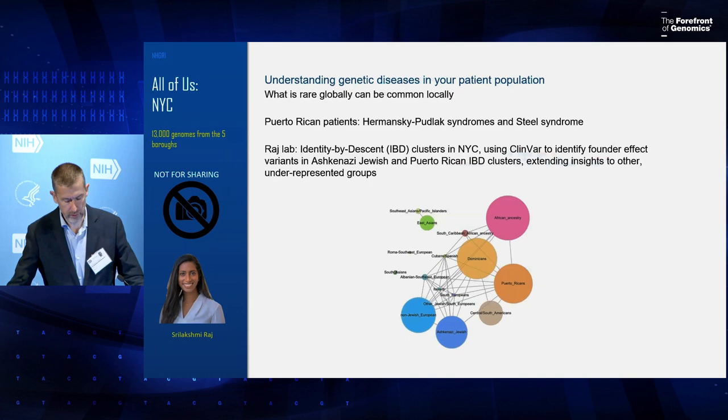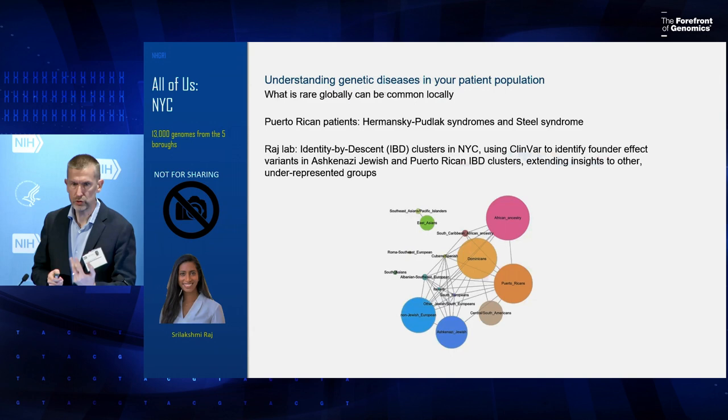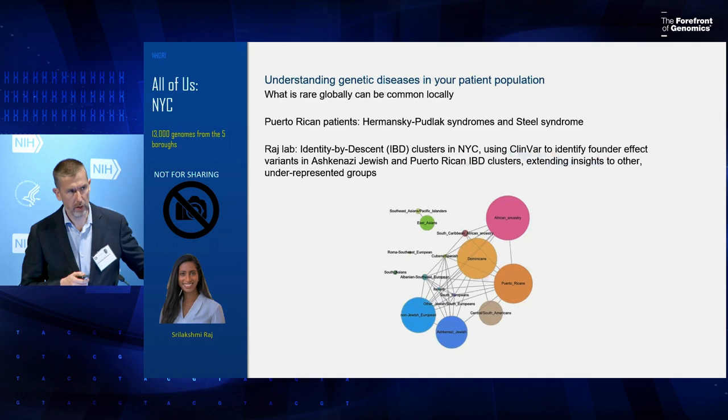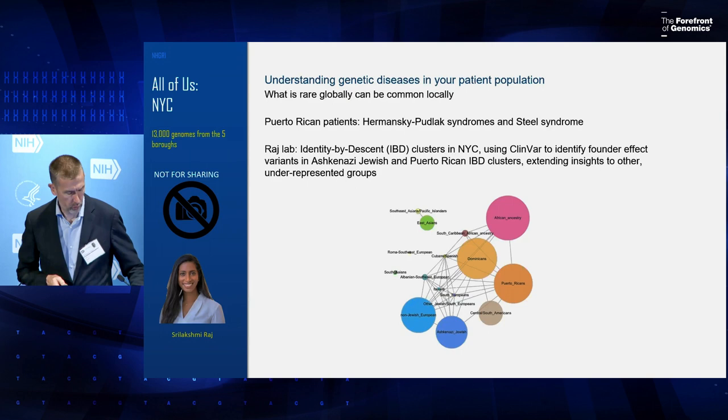And it's prompted in part by the recognition of clinicians like myself that what is rare globally can be common locally. So if I have a patient who turns up in my clinic and they've got albinism, I don't think of the typical textbook causes of albinism. I ask if they've got Puerto Rican ancestry, and I look for one of the two Hermansky-Pudlak genes, because those are founder effect mutations in the Puerto Ricans.